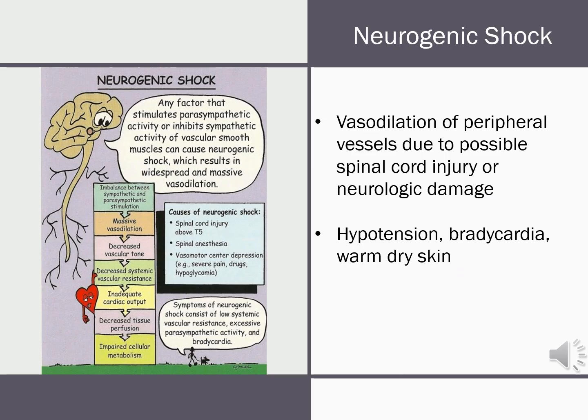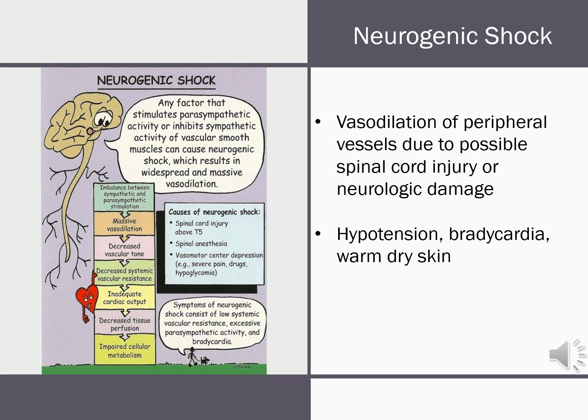Neurogenic shock is a type of distributive shock caused by sudden loss of sympathetic tone due to spinal cord injury and severe emotional stress or neurological damage. Medication or even anesthesia can cause this to occur.